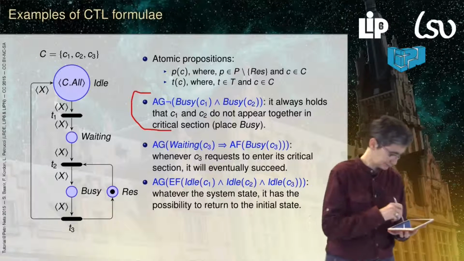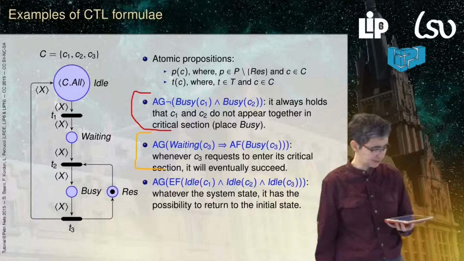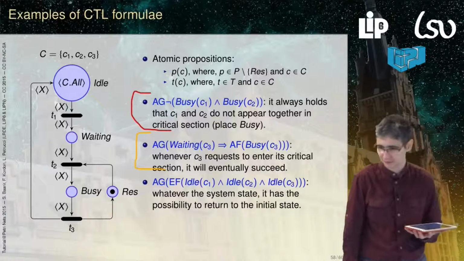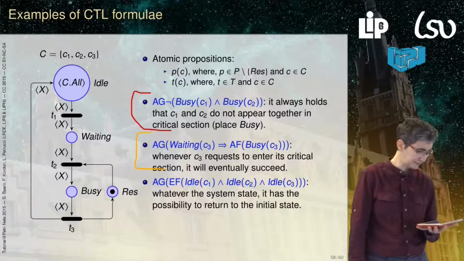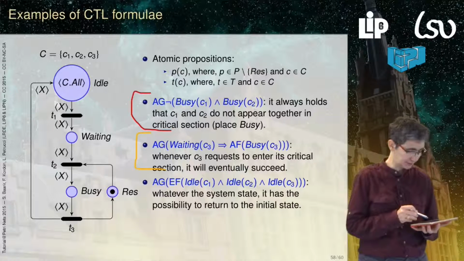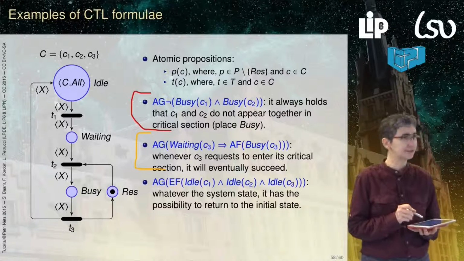The second formula here, AG waiting of C3 implies AF busy of C3, states that whenever C3 requests to enter the critical section, it will eventually succeed.